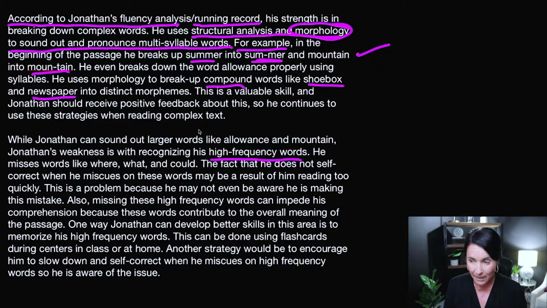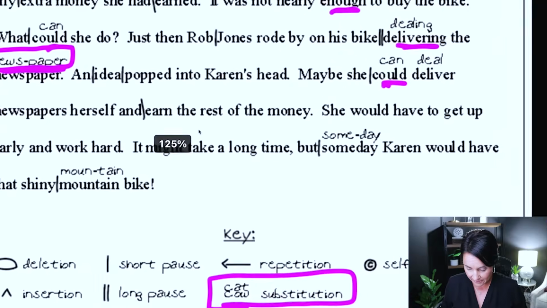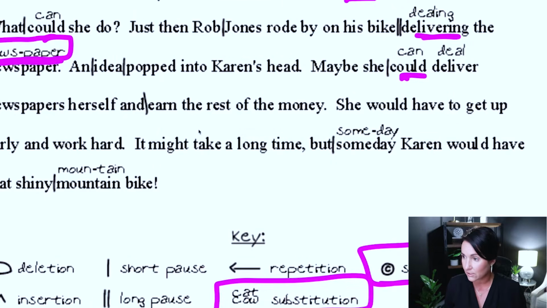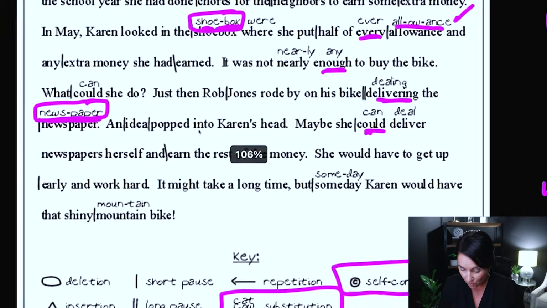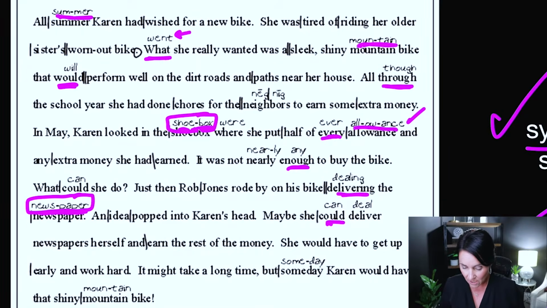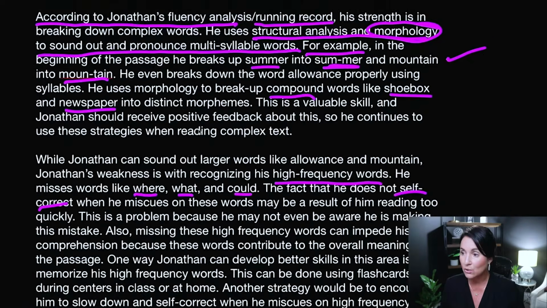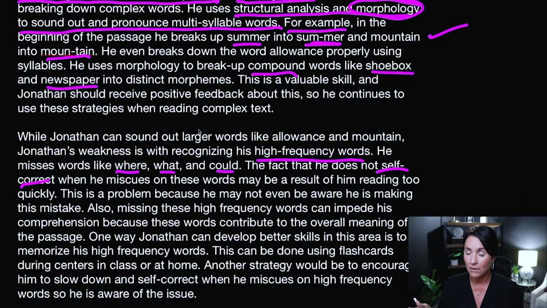So notice I did this little kind of transition. While Jonathan can sound out his larger words, he's having a hard time with his high frequency words. He misses words like where, what, and could. The fact that he does not self-correct, now this is something I saw also in the passage. Let's take a look at this. There is an area for self-correction here, this little C with a circle around it. Nowhere does he do that. I don't think anywhere in there does he self-correct. So that is something else we can put towards the weakness, but apply it to the weakness.